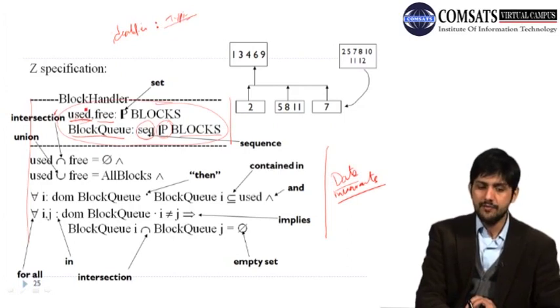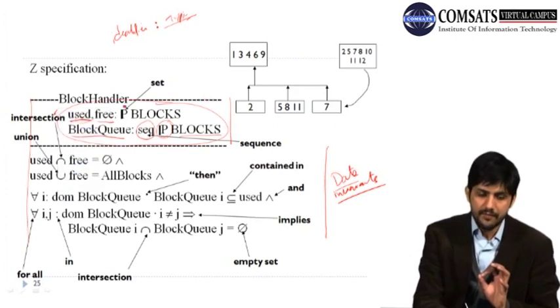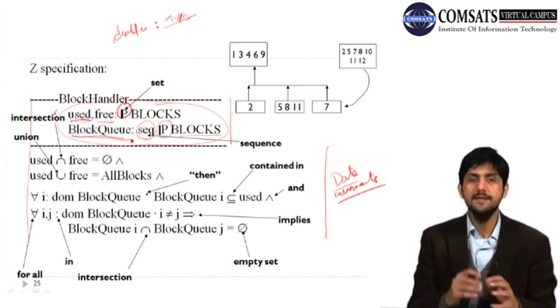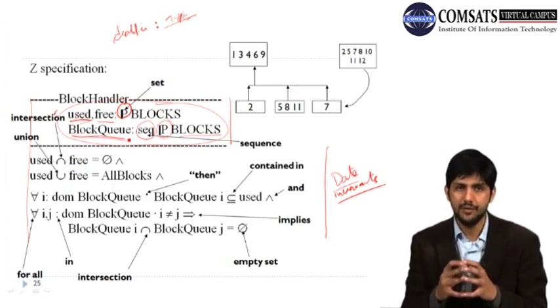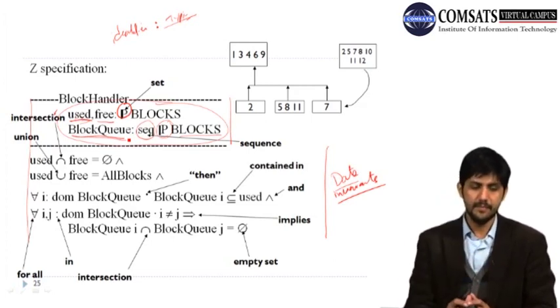So here used and free are identifiers, which says that these are two sets of blocks, and this symbol defines that this is a set, and we have another queue. So these are the three types of data that we are storing in my system, which we will access and which we are going to change.